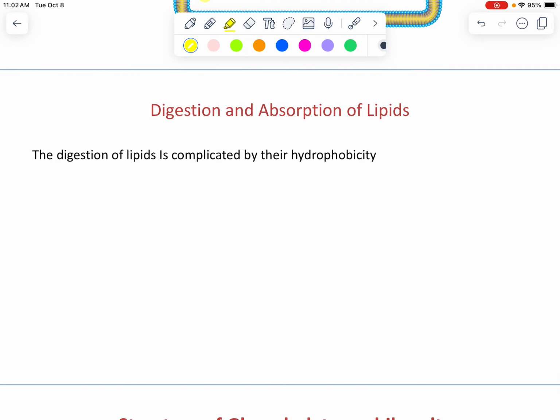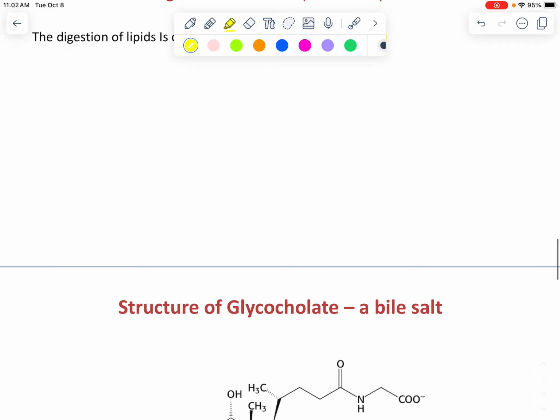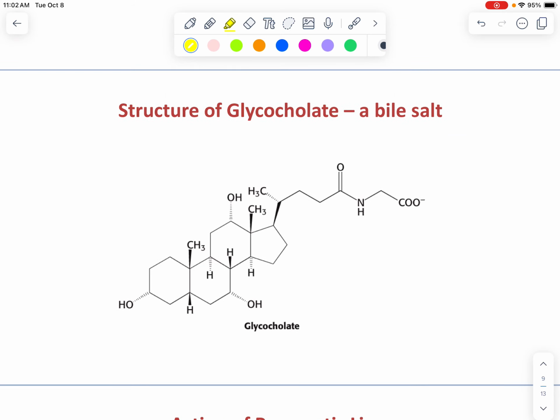Lipids are a little more complicated, and it's because of their hydrophobicity, right? These things will form droplets in the stomach and the small intestine, and we need to be able to kind of break up those droplets so that the enzymes have access to the lipids to break them apart. One thing that helps us do that is bile salt. So here's an example bile salt. And these things help break up those lipid droplets into kind of smaller groups. They give access to those lipases, okay, that will then help break them apart.